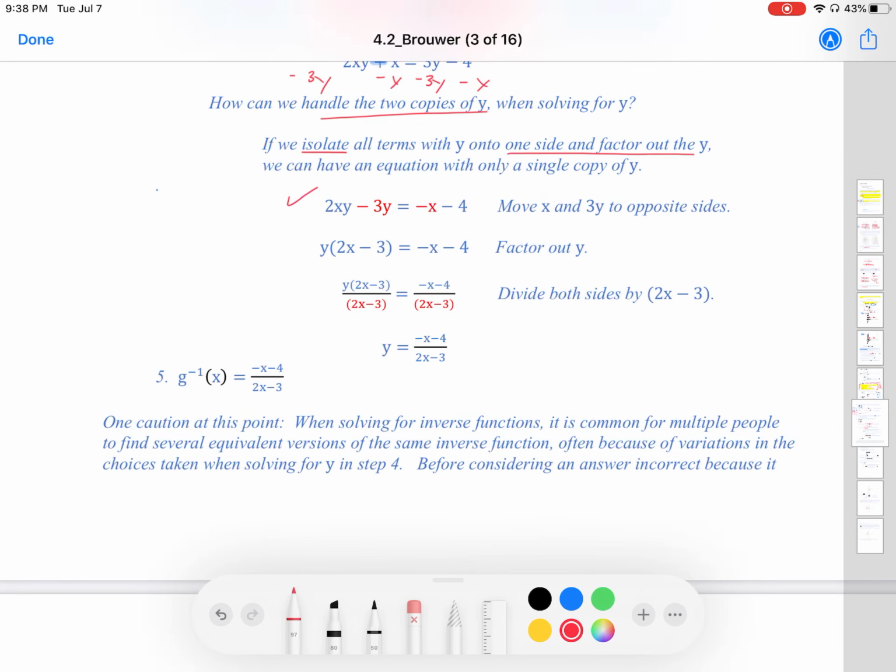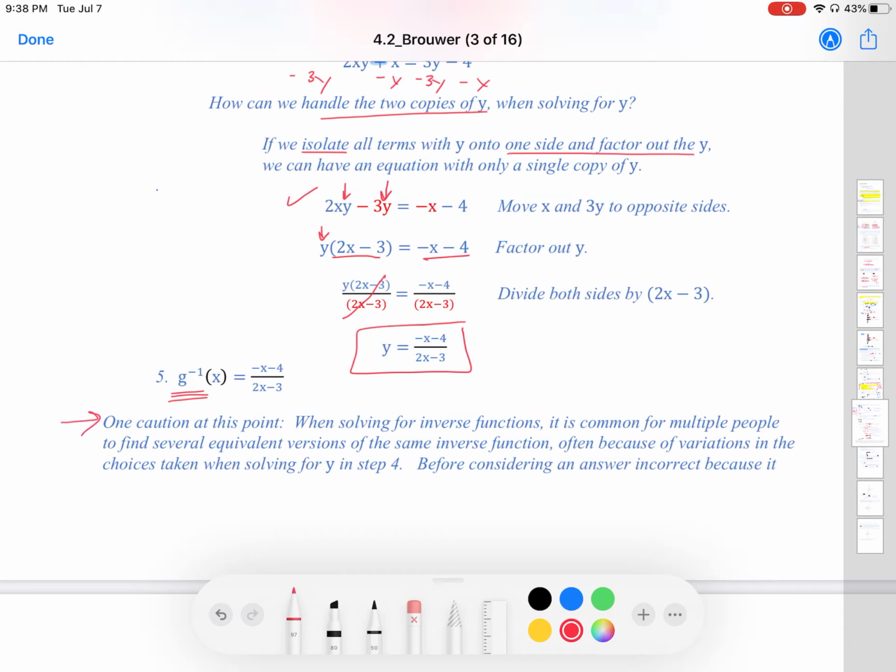And we're here. Now we see how we have a y for each one. We can now factor out a y. All right, this gets our y into one position so that we can divide both sides by our other factor. So we divide both sides, and we're left with y equals negative x minus 4 over 2x minus 3. Lastly, you change your y notation to function notation.